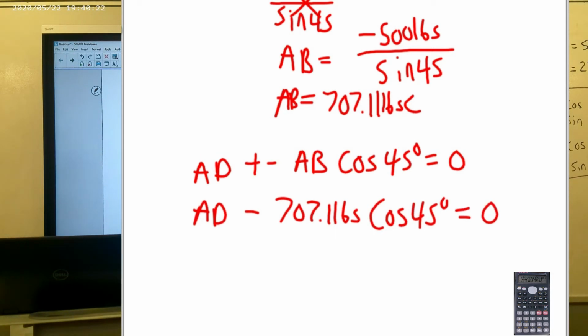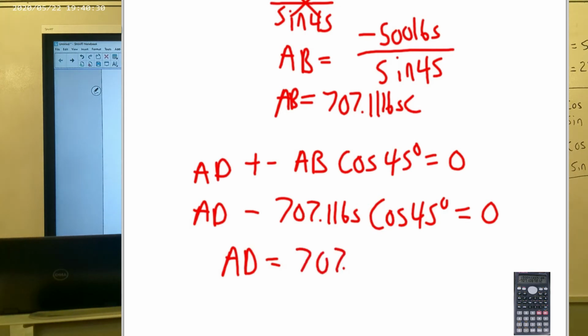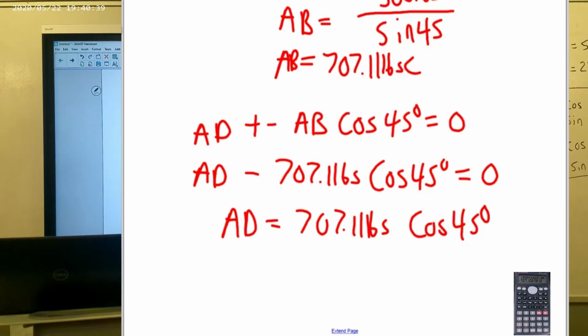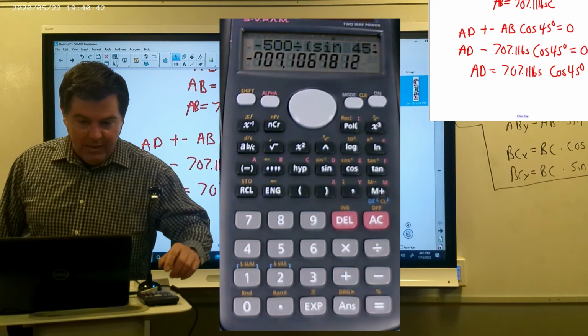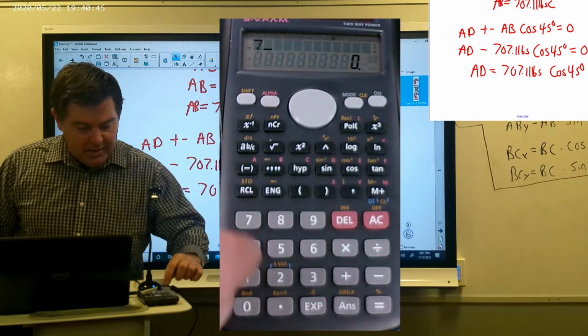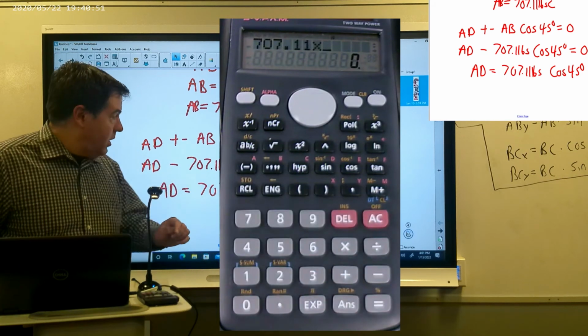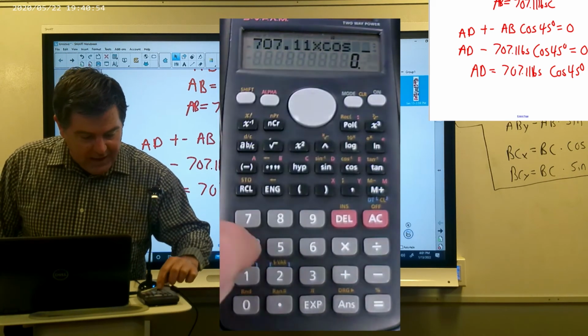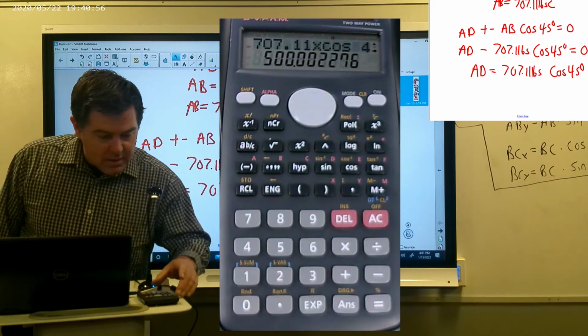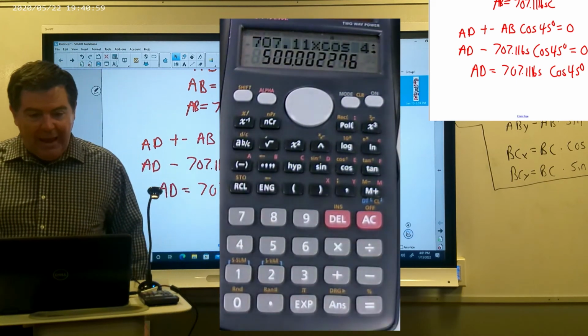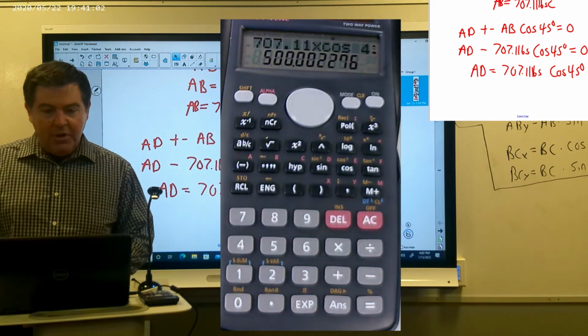I'm going to go ahead and add that to both sides, so I end up with AD equals 707.11 pounds times the cosine of 45 degrees, and I have a nice easy number I can plug into my calculator, so let's go ahead and plug that in. 707.11 times the cosine, so I'll hit the cosine button, 45 equals 500.00 pounds. I'm going to call that a nice easy 500 pounds in that case.